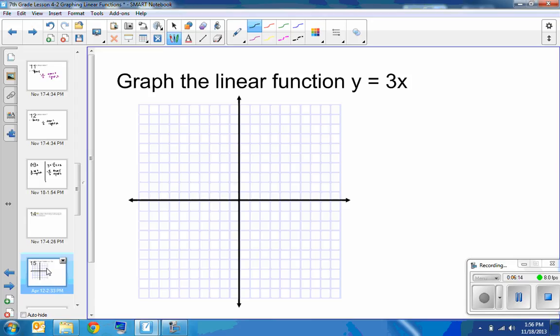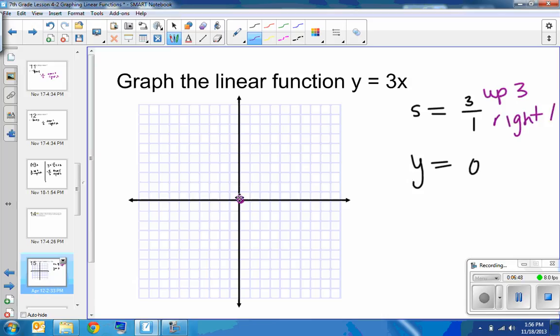So here I have the function y = 3x. I first need to identify what the slope is, which is 3, and we know it's 3 over 1. And the y-intercept, there's nothing there, so it's 0. So it's going to cross through at our origin. I'm going to first put my point on my y-intercept, which is 0. Then I have to understand, what does this slope mean? Well, we remember it's up 3, right 1.